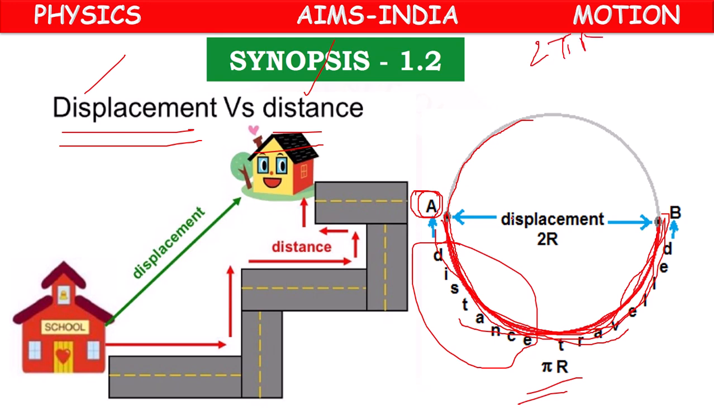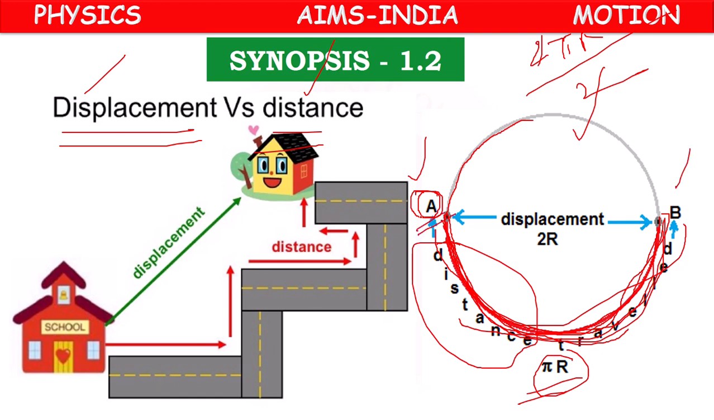Perimeter of circle is 2 pi r, but the object has covered only half circle. So 2 pi r by 2, cancel 2, pi r is the distance traveled by the object from point A to point B. So A is called initial position, B is called final position.